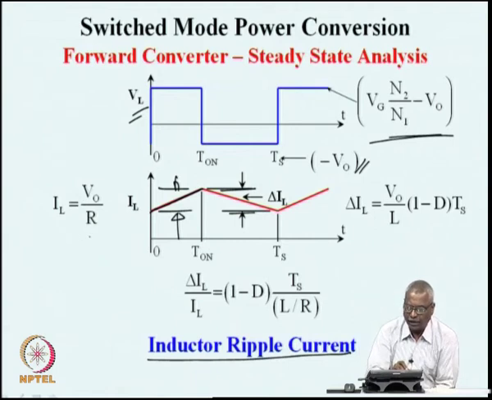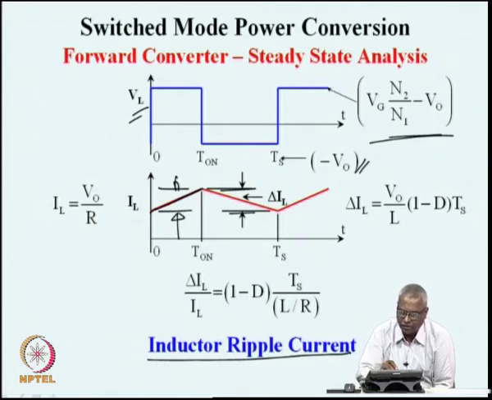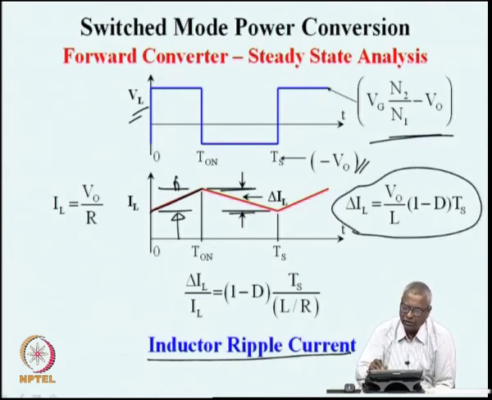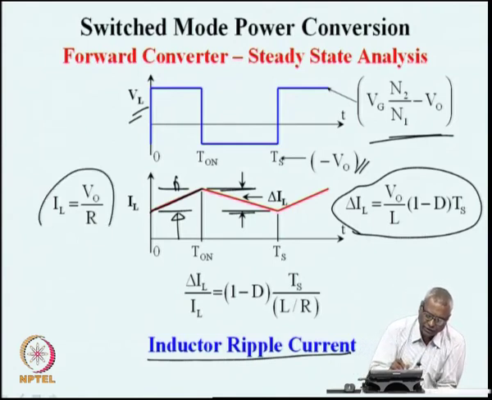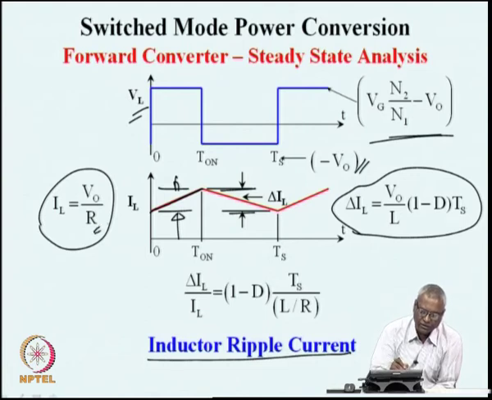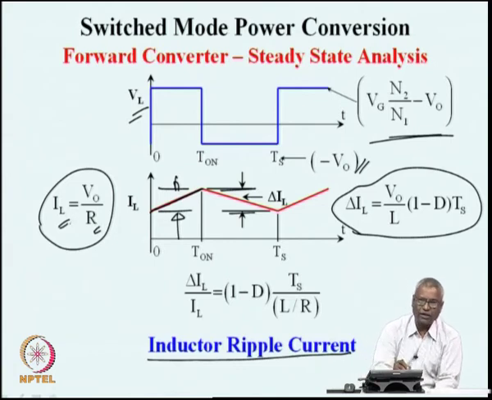IL is V naught by R, which is the output ratio, and delta IL can be written based on the slope here. The voltage is V naught, inductor is L, V naught by L is the slope, and the duration is (1 minus D) Ts. So, delta IL is represented as a function of V naught, L, D and Ts, and this relationship is the same as the load current, which is V naught by R. In a DC to DC converter, the output voltage divided by the output resistance decides the output current, and output current in this converter is identical to IL, the inductor current.